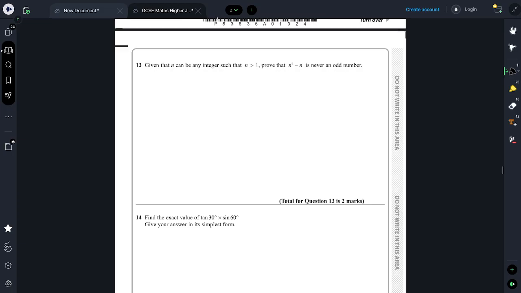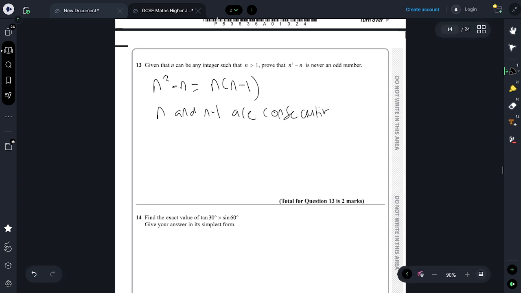I can spot it, but I don't know how to explain it. Okay, you want to prove it's never an odd number? Well, let's see what we can do with this. There's not a lot we can do apart from factorize, right? Let's see what happens. N squared minus n is n of n minus 1. Okay. Now, actually, we are given that n is an integer, and so that means that n and n minus 1 are consecutive, which means next to each other.